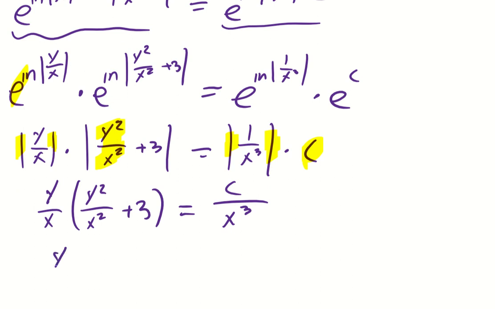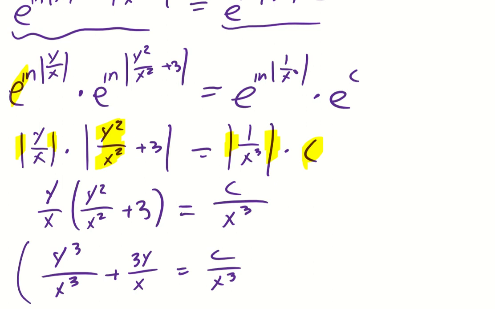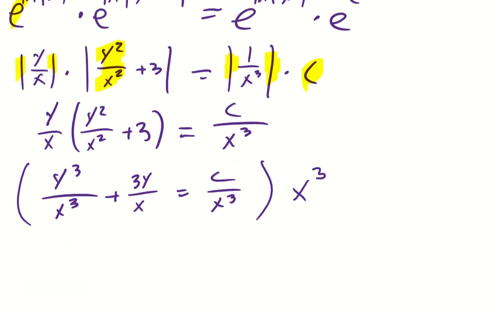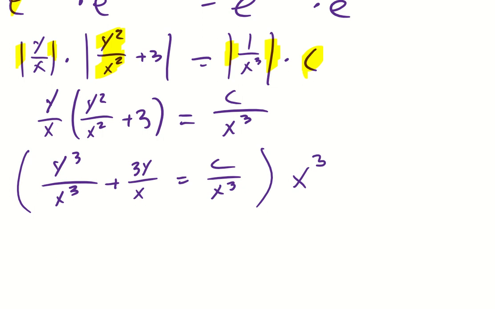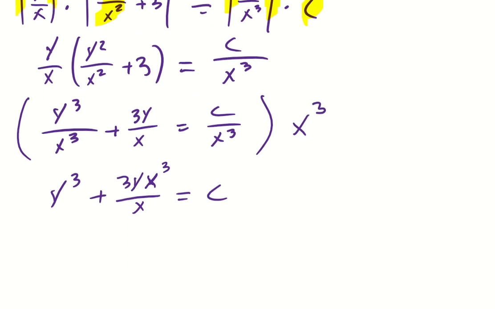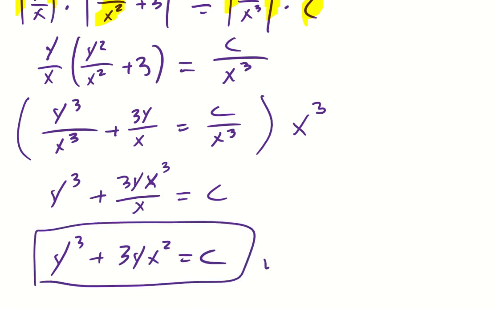Left-hand side is y cubed over x cubed plus 3y over x is equal to c over x cubed. We can times everything by x cubed. So we get y cubed plus, so we have 3y over x. In other words, we have 3yx cubed over x is equal to c. So we have y cubed plus 3yx squared is equal to c. And this is our final answer.